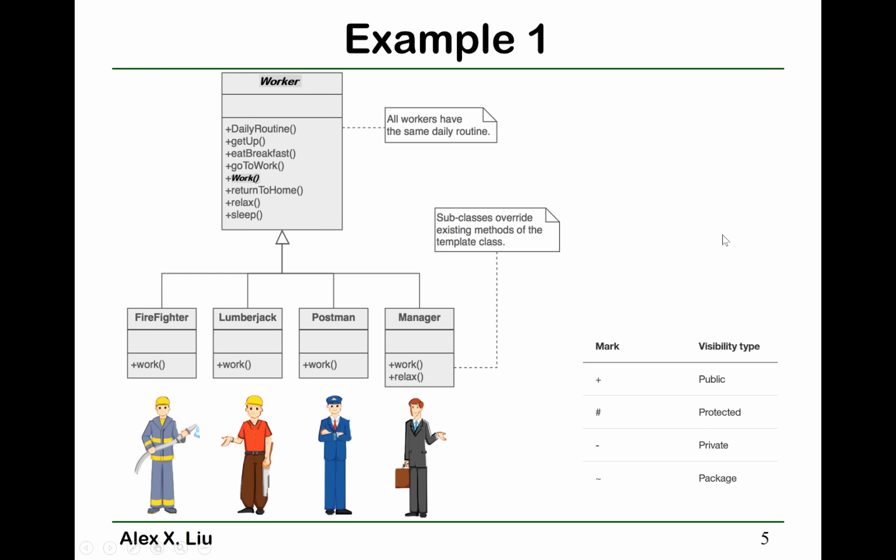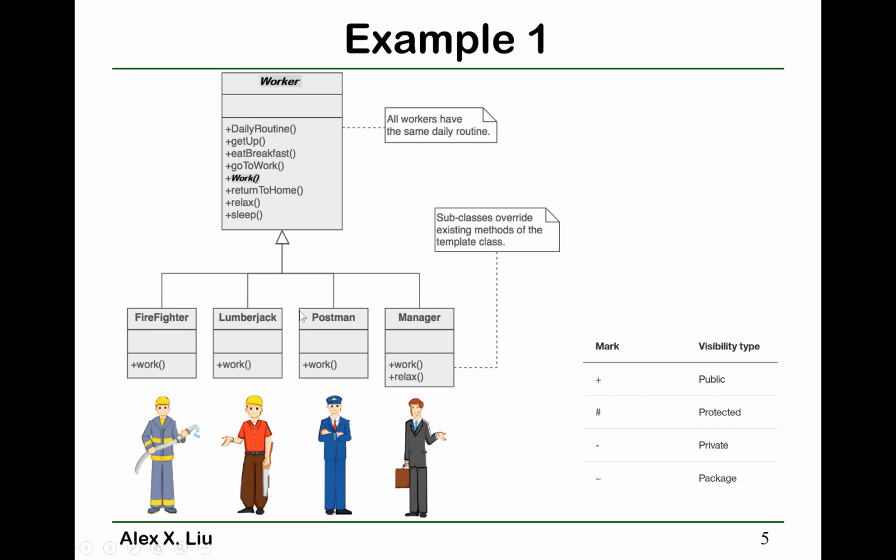Next, we are going to go through a few examples to explain this template method pattern. Let's first take a look at this funny example. Here we have several workers: firefighter, lumberjack, postman, and the manager. And we have this daily routine algorithm, which is the same for all these different workers, because they all need to get up, eat breakfast, go to work, and then return home and relax and sleep.